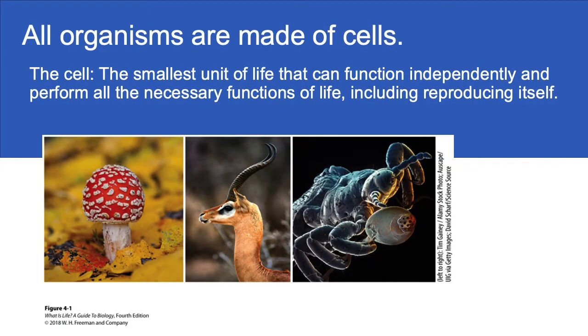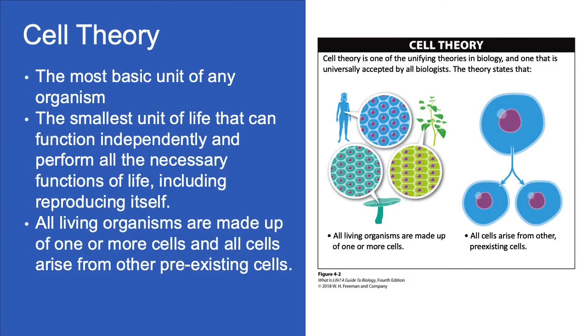The most basic unit of any organism is the cell, the smallest unit of life that can function independently and perform all the necessary functions of life, including reproducing itself. What is the cell theory? You may recall that in science, theory means a hypothesis that has overwhelming proof and is universally accepted.